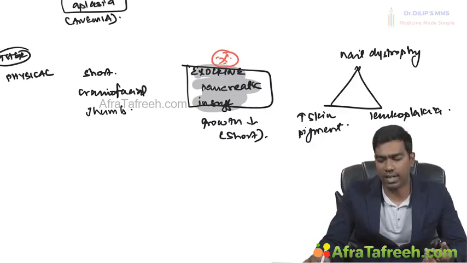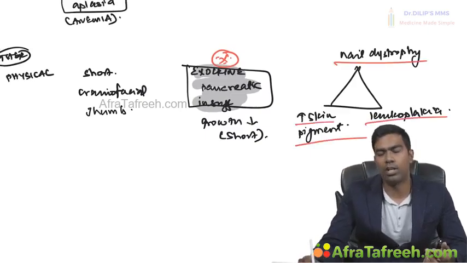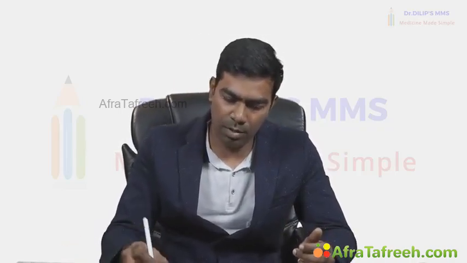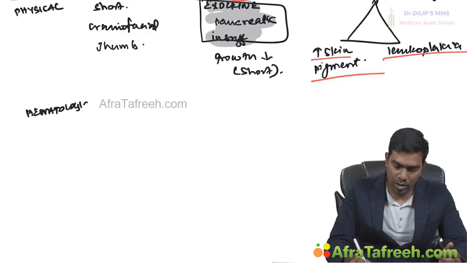So all these things are a characteristic triad. This triad is also very important for exams: nail dystrophy, leukoplakia, and increased skin pigmentation or hyperpigmentation of the skin. Apart from the physical abnormalities, what are the hematological cancers? Like Fanconi anemia, you have an association with hematological cancers.